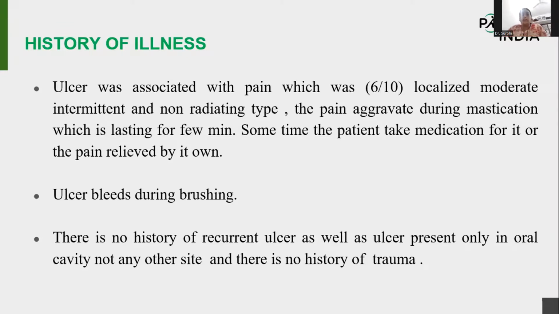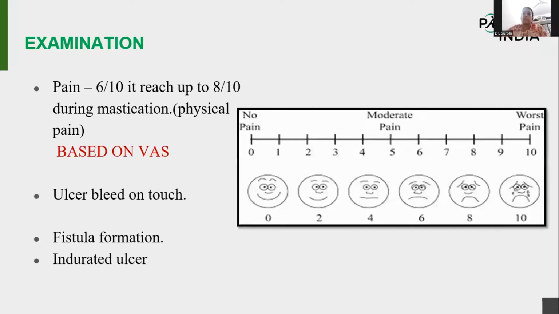The ulcer bleeds during brushing, and there is no history of recurrent ulcer. The ulcer is present only in the oral cavity, not any other site, and there is no history of trauma. On the basis of examination, as I just told, based on the VAS scale it is 6 upon 10. It reaches up to 8 out of 10 during mastication. It is a physical pain. It also bleeds on touch or during brushing. Fistula formation is there and it is also indurated.